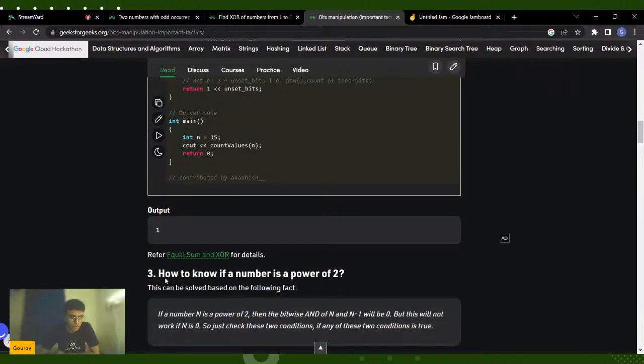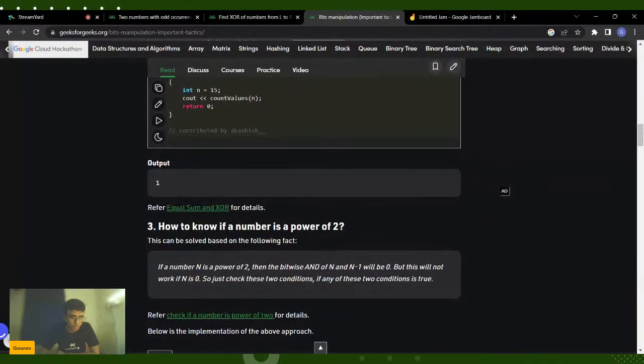The third tactic mentions how to know if a number is a power of 2 or not. If a number is a power of 2, then the bitwise AND of n and n minus 1 will be equal to 0. But this will not work if n is equal to 0. So just check these two conditions, and if any of these conditions is true, you will know. So what is the intuition behind this statement?